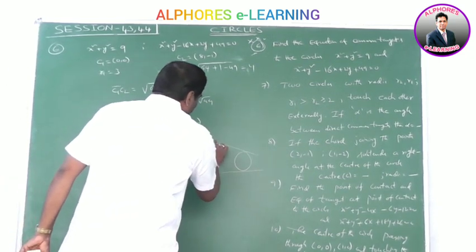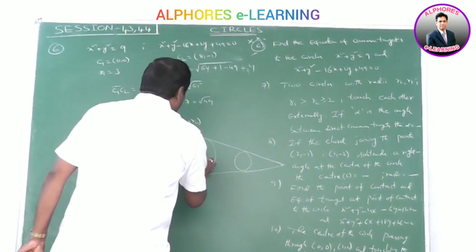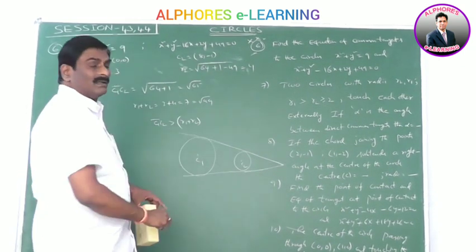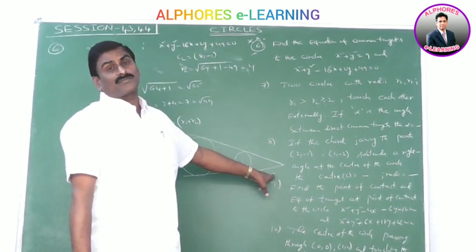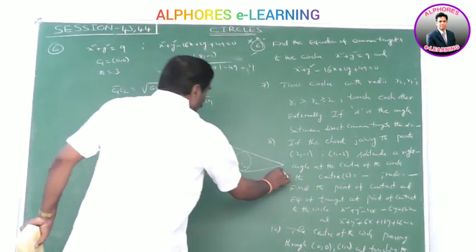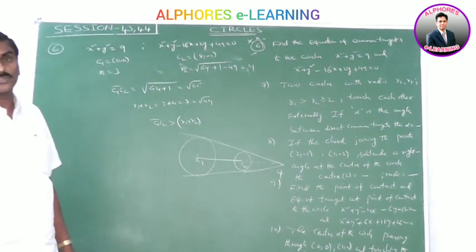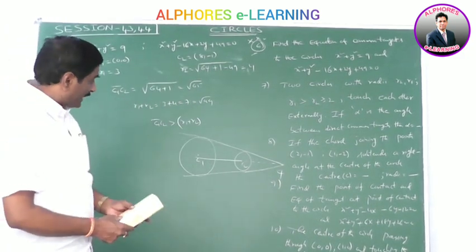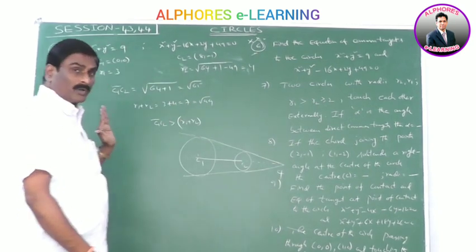To find the equation of the direct common tangents, first we find the point of intersection of these tangents. The point of intersection of direct common tangents is nothing but the external center of similitude, denoted by Q. The external center of similitude divides the line segment C1C2 in the ratio R1 is to R2 externally. Since this tangent passes through Q, this tangent passes through Q.